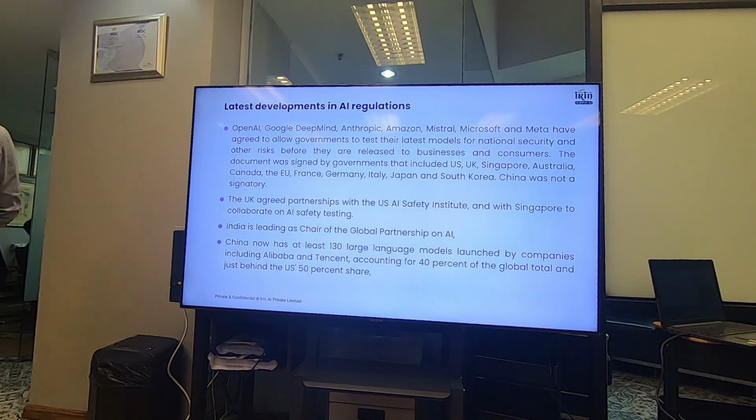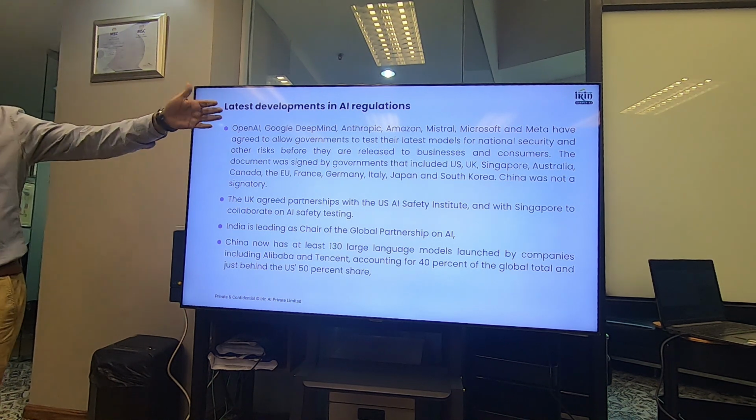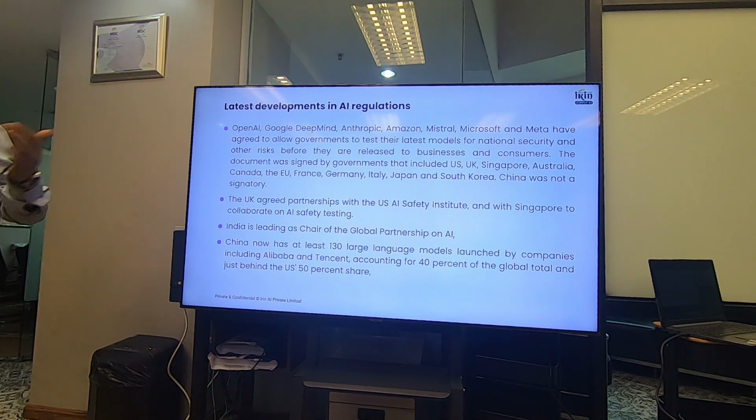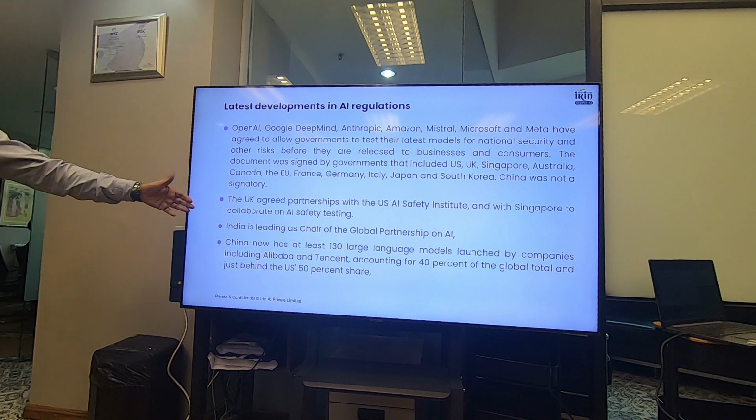Right, some other developments. So these companies, Google, Facebook, Microsoft, they all have agreed, the previous thing, to share their test results and models with the government before they release. And then there are some other developments happening.